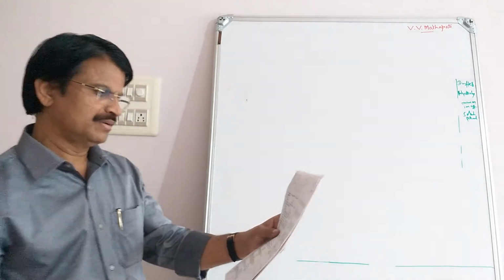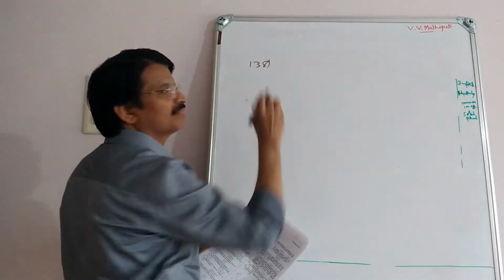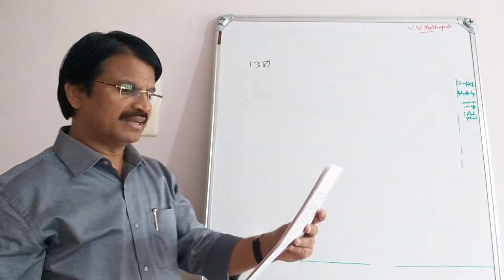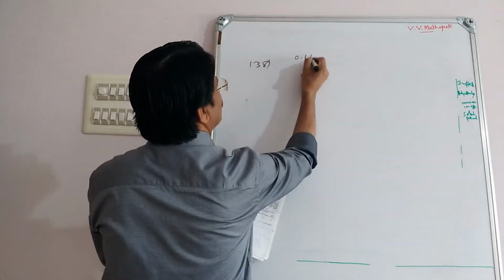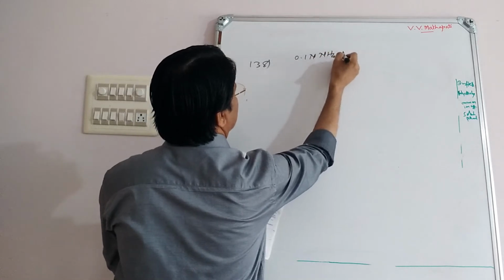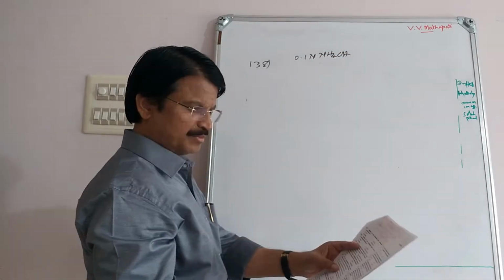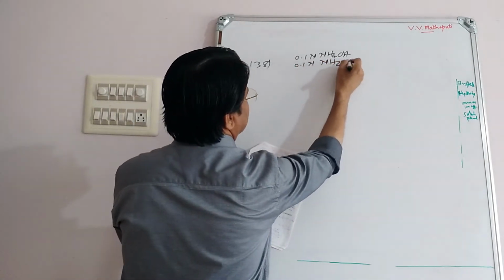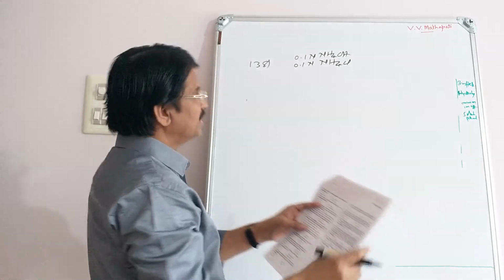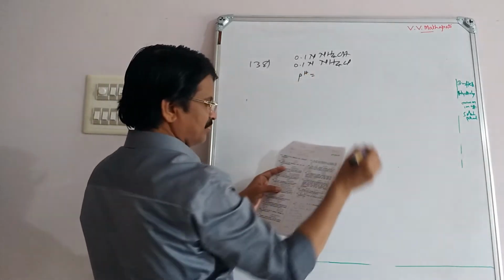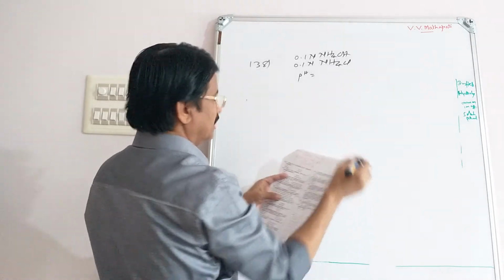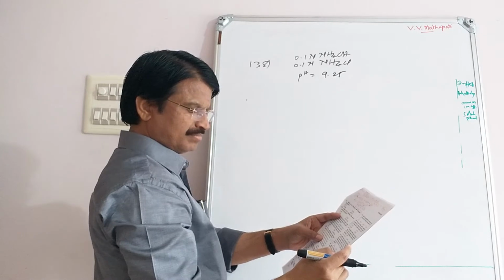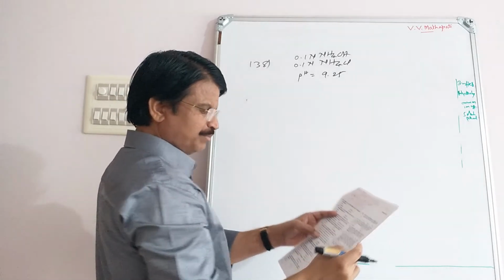We'll take a simple example, 138. A solution of 0.1 N ammonium hydroxide and 0.1 N ammonium chloride. The pH value is given, 9.25. Then find pKb.